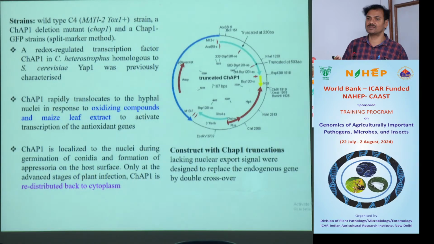What we found in this study is, as I already told, in the model fungus yeast, Saccharomyces, they identified yeast activation protein 1, YAP1, which responds to oxidative stress. Similar to that, we found an activation transcription regulator protein, which we call CHAP1, that is, Cochliobolus heterostrophus activation protein 1. Whenever there is any oxidative stress, this protein moves from the cytoplasm into the nucleus and triggers the antioxidant genes.